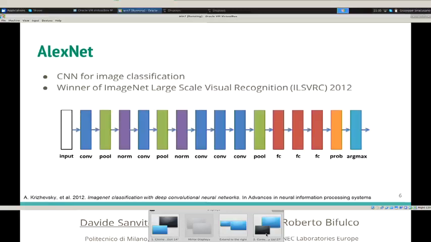In particular, in our work, we focused on AlexNet, which is a convolutional neural network used for image classification. We can see that there are different types of layers, like convolutional, pooling layers and normalization, but the final part of the network is made of 3 fully connected layers.